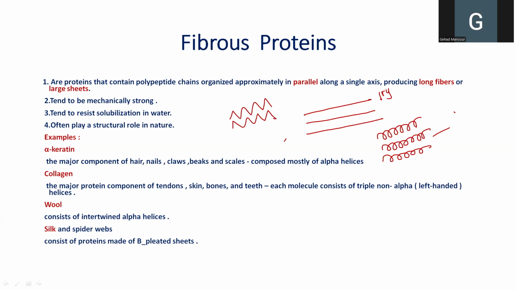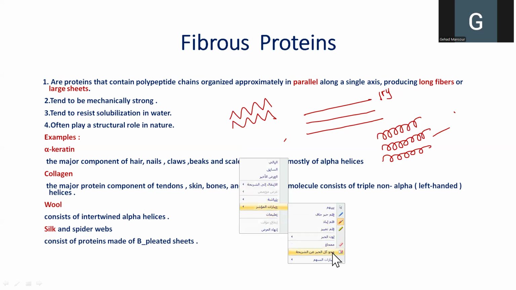So the main criterion to say that this is a fibrous protein is that you have several polypeptide chains that are arranged parallel to each other along a long axis, or along the same axis. What's the importance of having a fibrous protein?